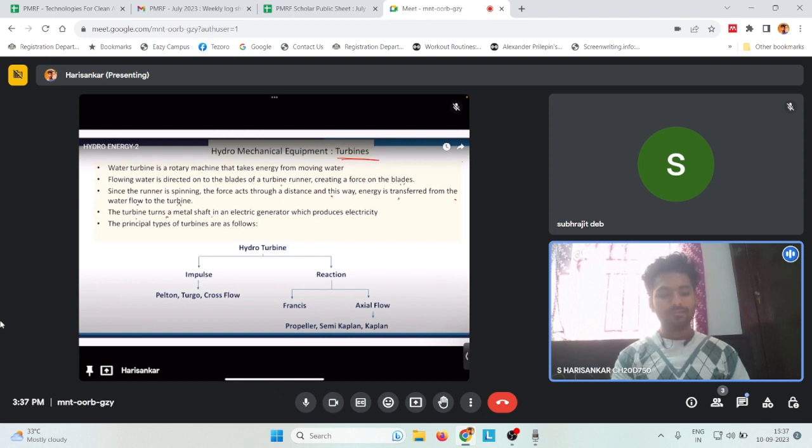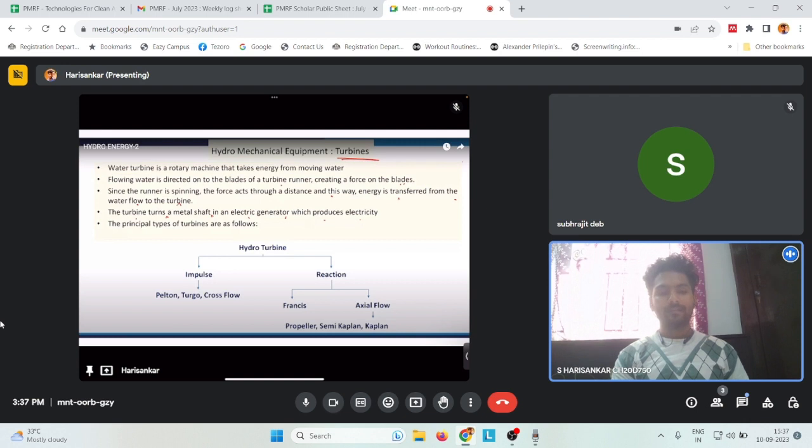And then the turbine turns a metal shaft in an electric generator which produces electricity. Or in other words, the mechanical energy that is obtained by the turbine will be converted into electricity using the electric generator.